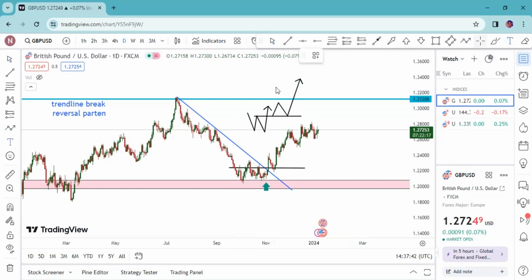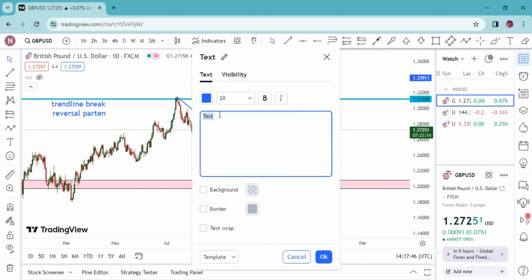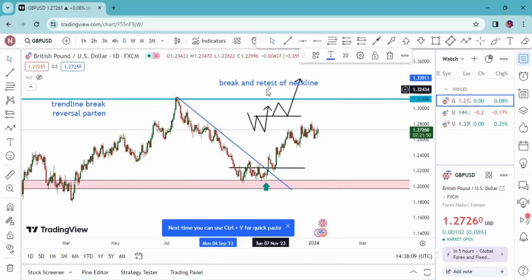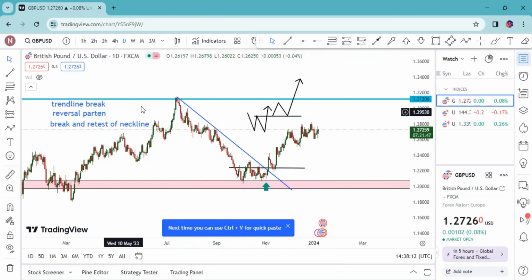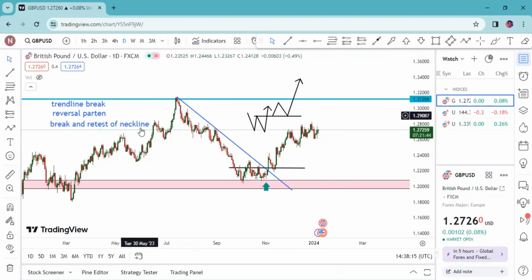Now, my number 3 confluence to enter is break and retest of neckline. I have my 3 points. I cannot wait for 2 to enter my trade. No, until these 3 points are completed, I cannot enter. Now I can enter my trade.